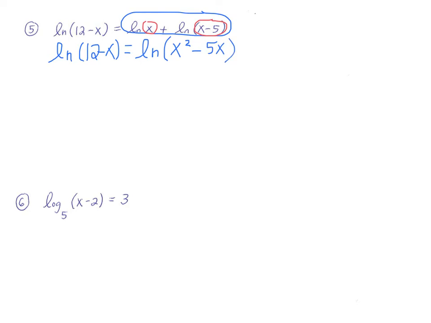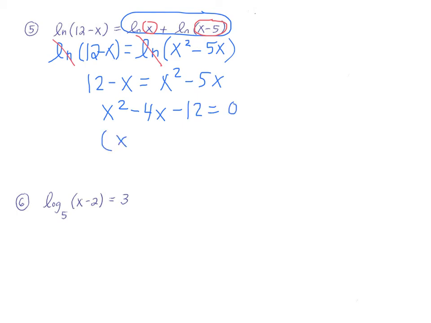Okay. Well, now since we have the natural log in front of the entire left side and in front of the entire right side, we can cancel those out. So from there we're left with 12 minus x equals x squared minus 5x. So like before, let's get everything to one side. I'm going to add over my x, so that'll bring this up to a negative 4x. And I'm going to subtract over 12.